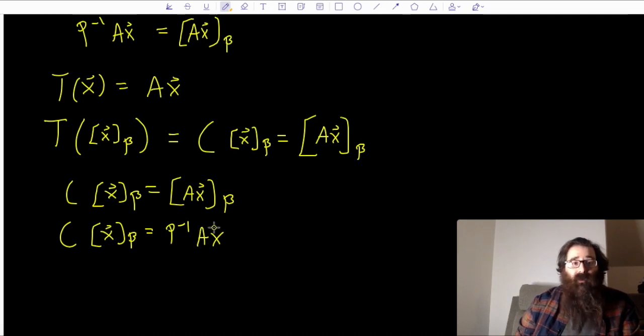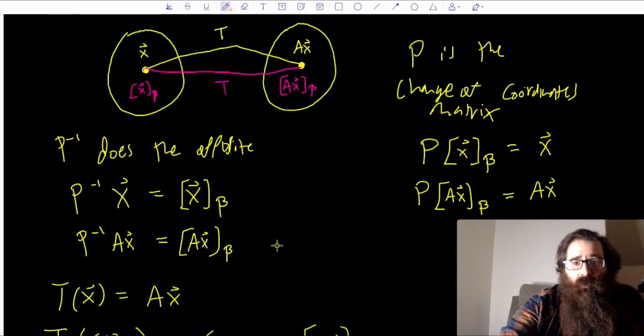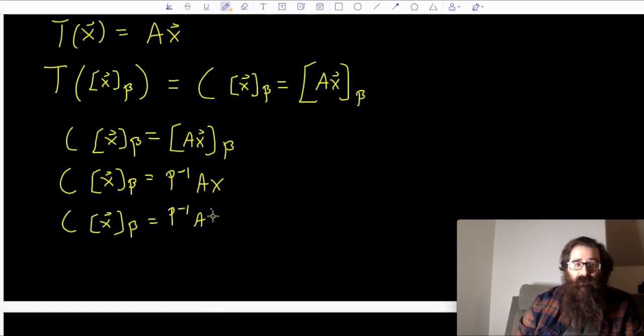And furthermore, I can keep working here. So I'll leave this left-hand side alone for now. C times x sub beta is equal to P inverse times A times x. But if I don't want that x to stay in the standard coordinate system, well, I could say x is the same as my change of coordinates matrix P times x sub beta. So I could say, well, this is the same as P times x sub beta.